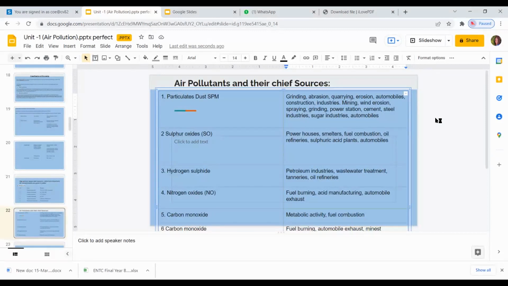The dust particles, the very fine micro-level particles, are formed when grinding, abrasion, quarrying, or erosion are done by human activities. These dust particles are suspended in the atmosphere and are responsible for atmospheric pollution. The second one is sulfur oxides.